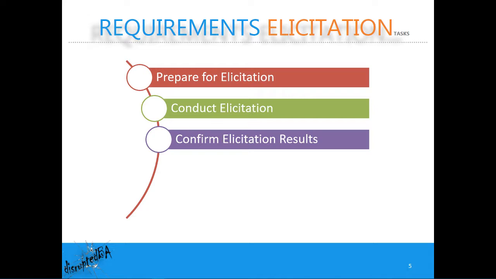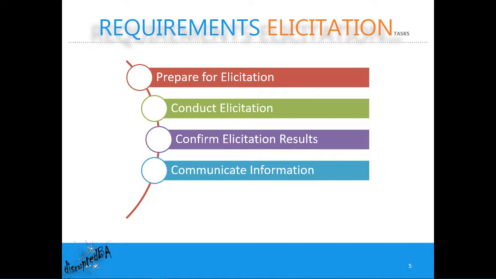So be aware that confirming the elicitation results during the elicitation phase does not mean that we verify or validate information. We only make sure that it makes sense. We want to make sure it's not a lot of garbage that we're working with. Because remember the acronym GIGO, garbage in, garbage out. This is very much applicable at this stage.